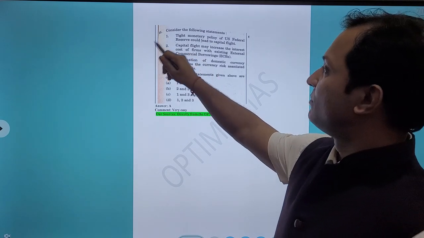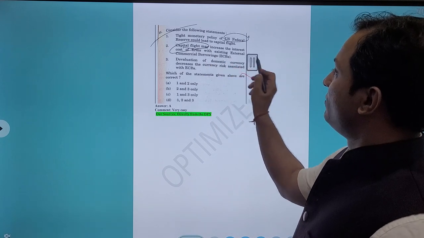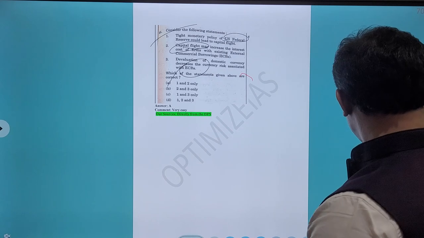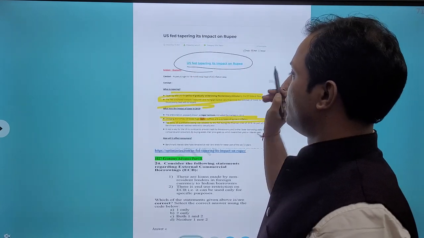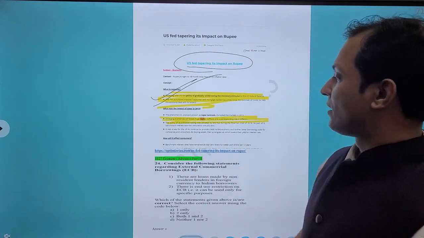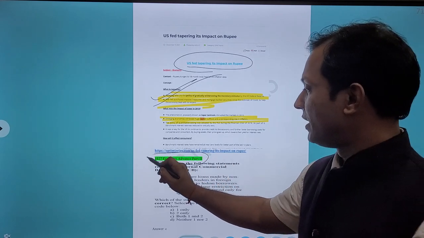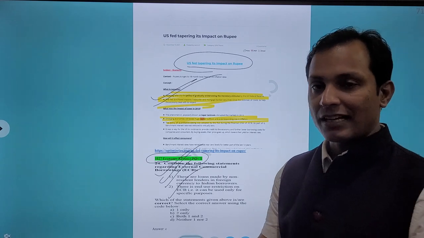Okay, you see this: tight money policy of the US Federal Reserve, capital flight, ECB. Exactly, word to word from the DVM: US Fed tapering and its impact on India. Exactly, you see the question, 1027, Economy Advanced Test. ECB, External Commercial Borrowings. Exactly the same question.